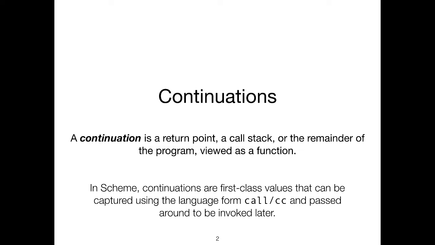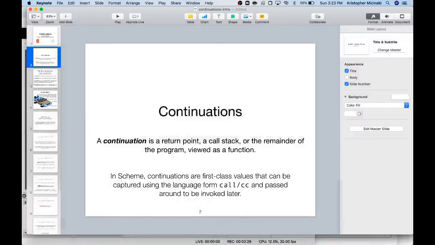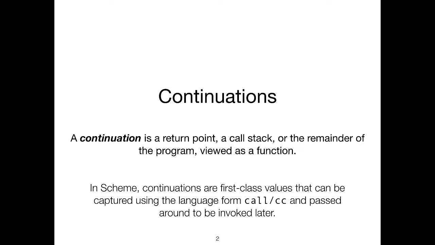All right, so a continuation precisely is a return point, a call stack, or the remainder of the program, but viewed as a function. So we can think about a point in the program being viewed as a particular function. All right? And that's something that's really exciting. It's going to give us an extreme amount of power. And it's going to allow us to essentially jump around execution in the program by calling functions. All right? So in Scheme, continuations are actually first-class values that can be captured by using a really special function named callCC. And then we can invoke those functions later.